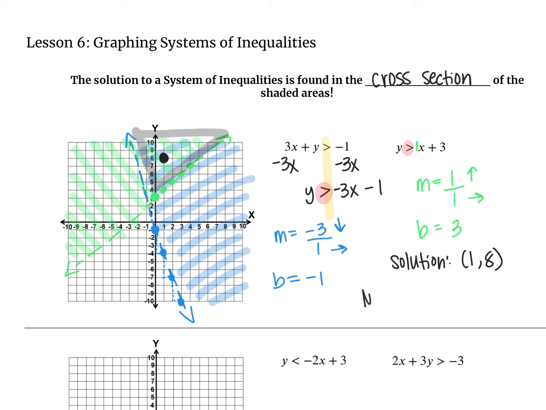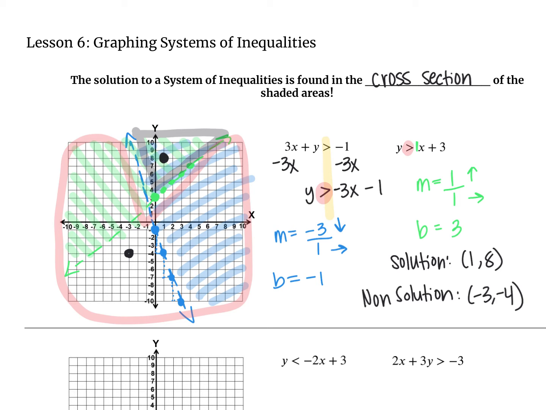Okay, so an example of a non-solution would just be any point that is not in that cross section. So this point can be anywhere in this red area, where it's just blue, just green, or blank, any point. So a point that's not a solution would be like (-3, -4), because it's not in that cross section. (-3, -4) is not a solution to the system.